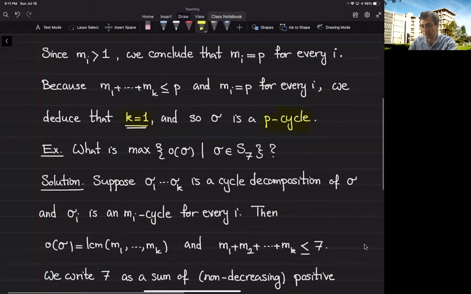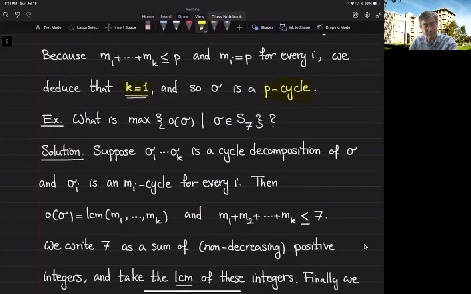Now, the next type of question that we can ask is the following. What is the maximum order of an element in S sub n? But let's make it explicit. What is the maximum order of elements among S sub 7?